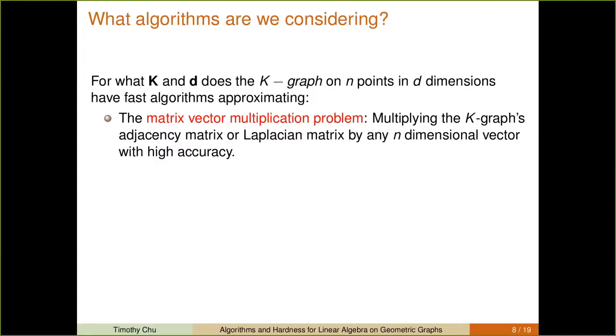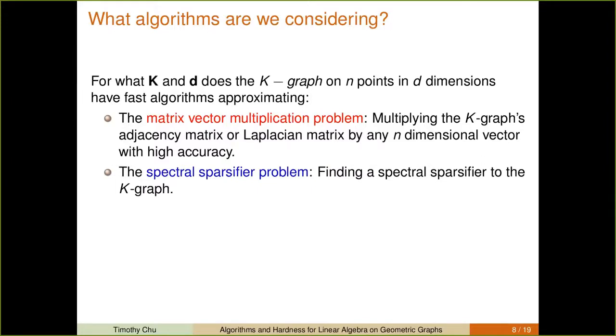Now, of course, you can do this in n squared time, just by doing it. But our whole talk is about whether you can do faster than that. The second question we will address is whether you can find a spectral sparsifier of your k-graph. Now, for those of you less familiar with spectral theory, a spectral sparsifier is simply a sparse graph that approximates some of the properties of our original graph. And it's not too important what this definition is. The key is, can you find a sparse graph that closely approximates some properties of our k-graph?